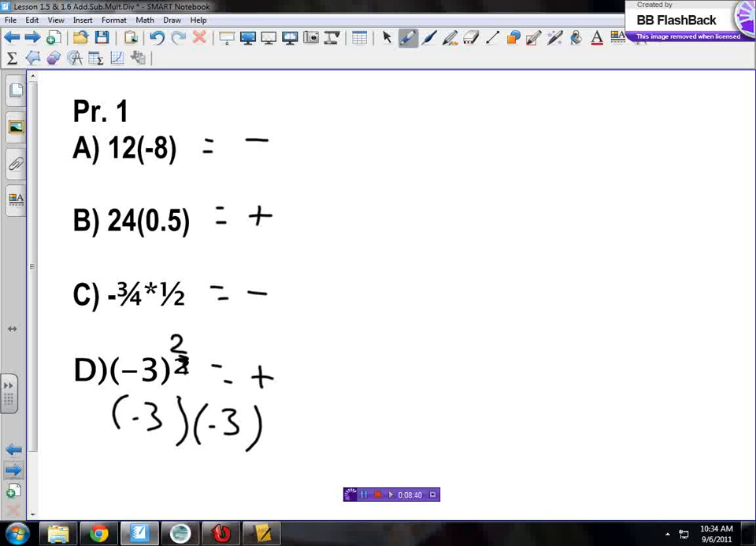Okay, so A, now all we have to do is what's 12 times 8? 96. There you go. What's 24 times 0.5? 12. What's 3/4 times 1/2? You guys remember how to multiply fractions? Top number times top number, bottom number times bottom number. Way easier than adding fractions. Last one, it's a positive what? 9.